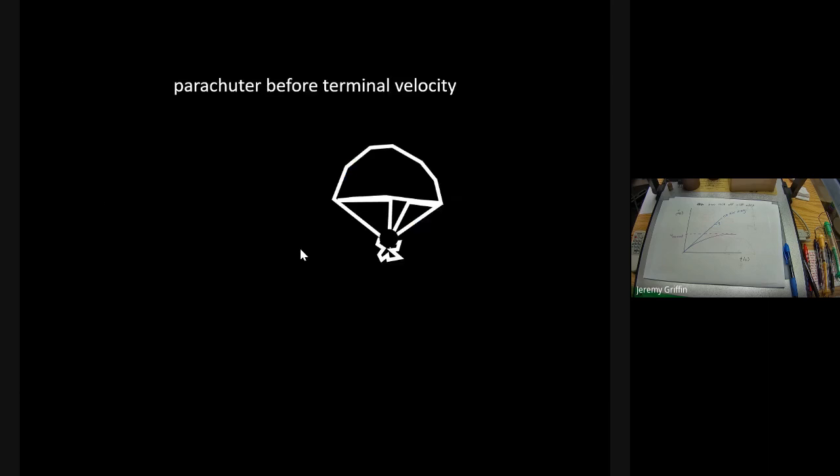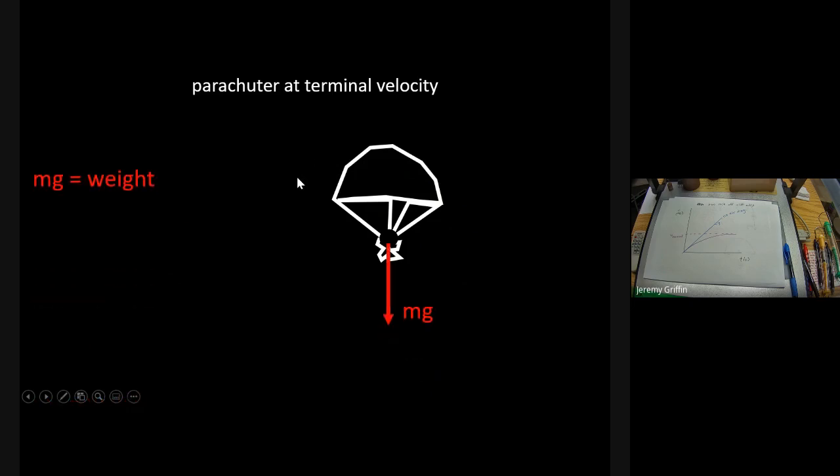How about this? Parachuter before terminal velocity. So he's got his weight pulling down, and there's a drag force up that's less than his weight. You guys see that? Right. So that guy right there, maybe he just opened his parachute like half a second ago, and he's still speeding up. But as he speeds up, isn't that drag force going to build up even more? Until, next slide, he has reached terminal velocity. So he's got his weight down, and then the drag force exactly opposes that. And then he'll just go down at constant speed all the way down to the ground. Okay.